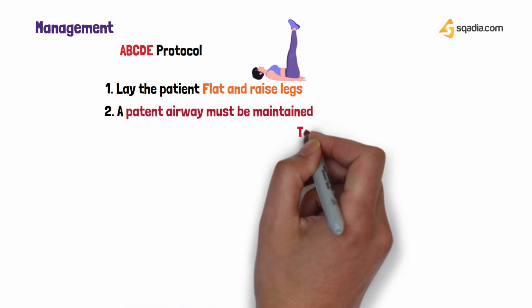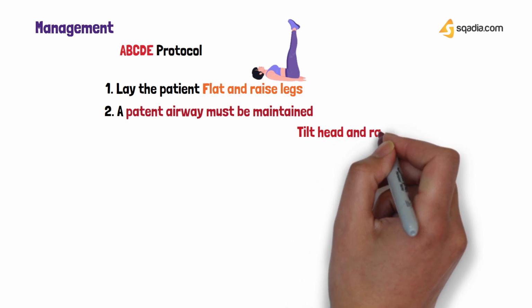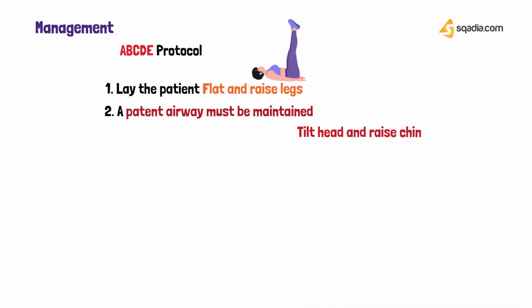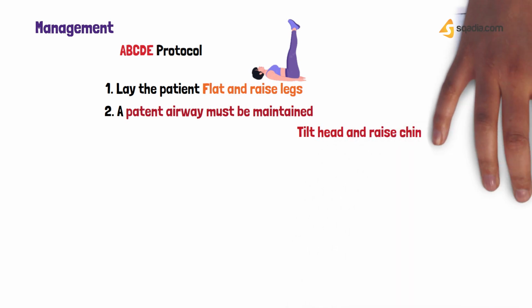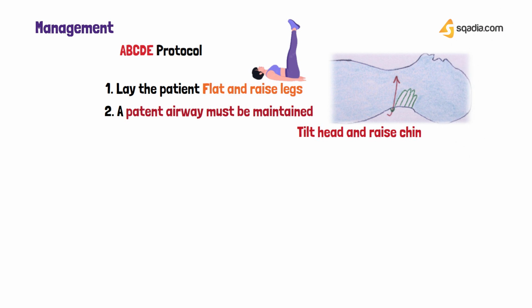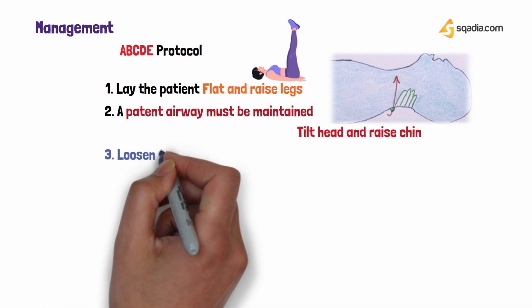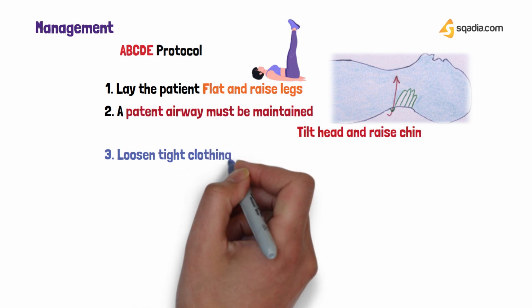Next, we're going to make sure that there is a patent airway. We can do that by slightly tilting the head and raising the chin. That's going to allow the patient to breathe effectively. We're going to loosen any tight clothing. After this, we're going to wait for the patient to recover.